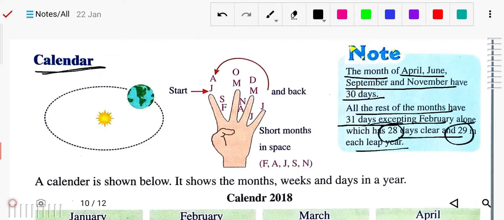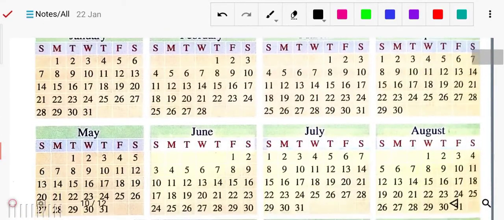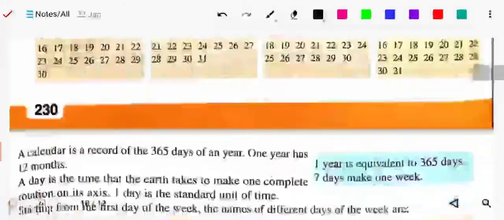On your hand also you can understand or calculate which month is of 31 or 30 days. You have already studied these things. Once again, go through this calendar and revise which month is which.